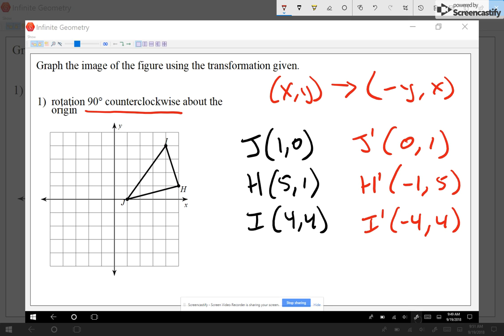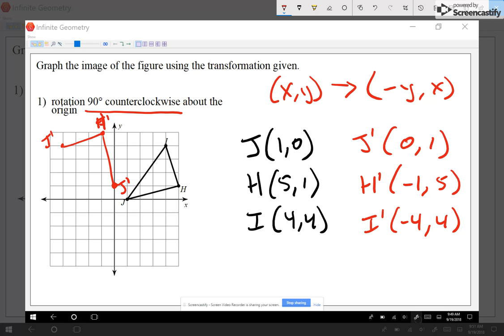Now let me plot those points in. J prime is 0, 1. So that's J prime. I prime is negative 1, 5. That's I prime. And then, H prime. And then I prime is negative 4, 4.